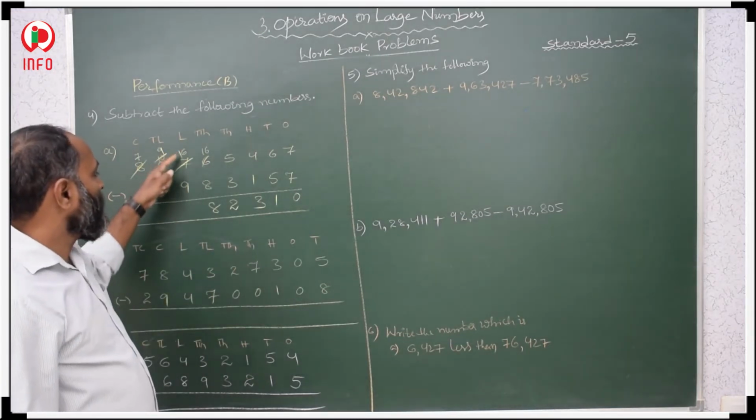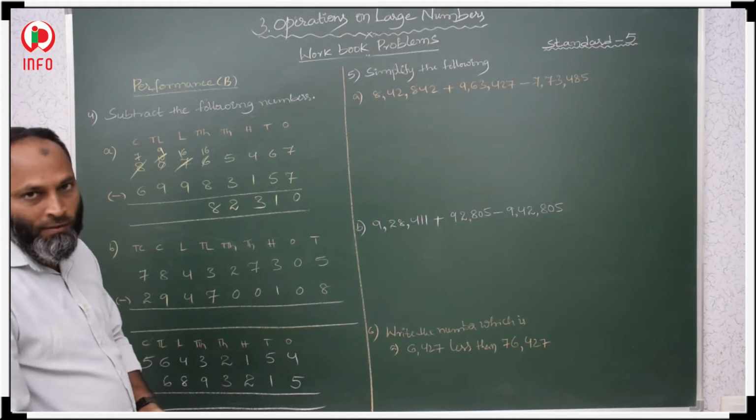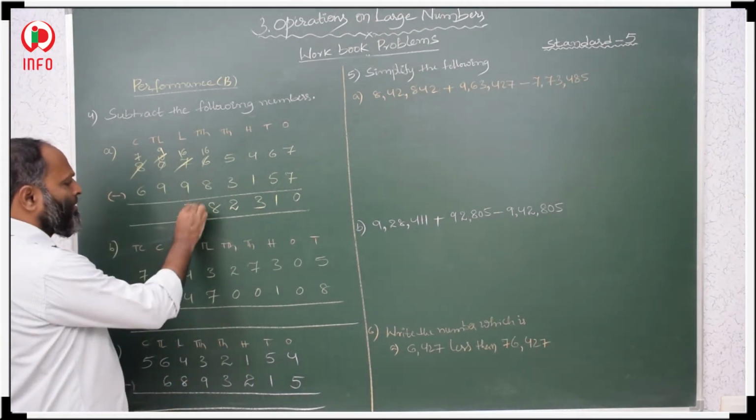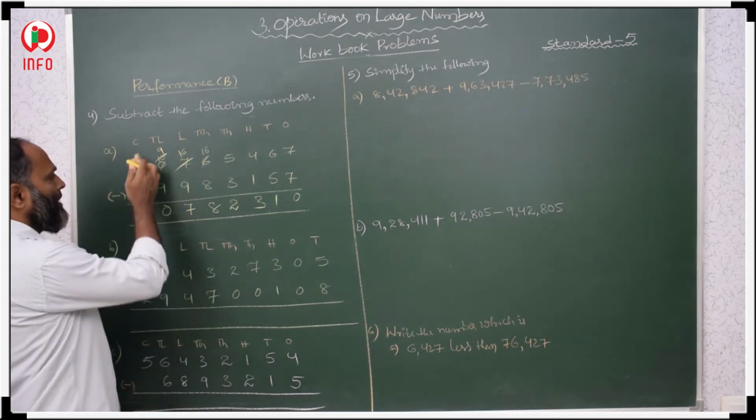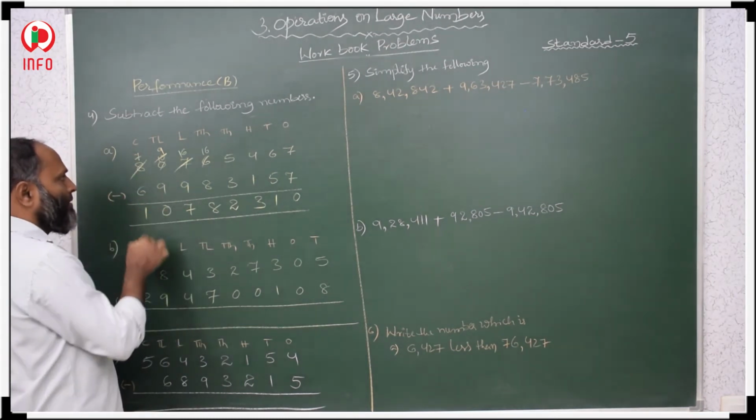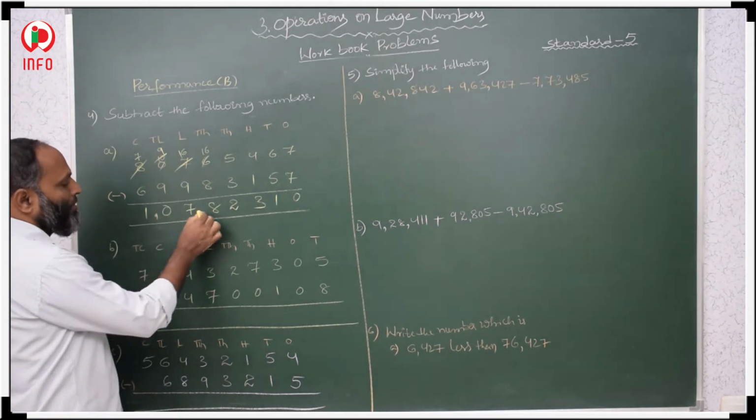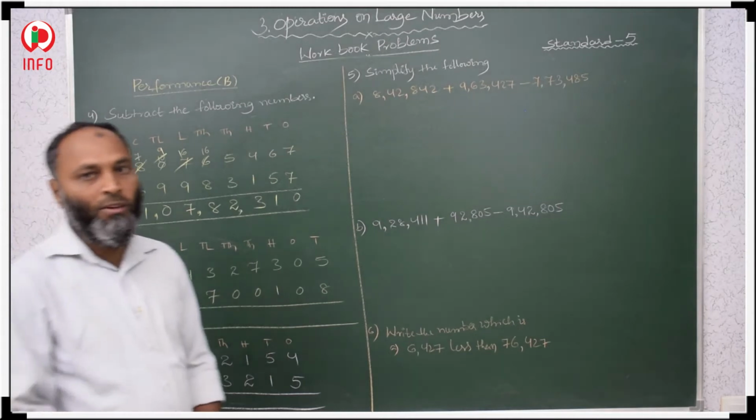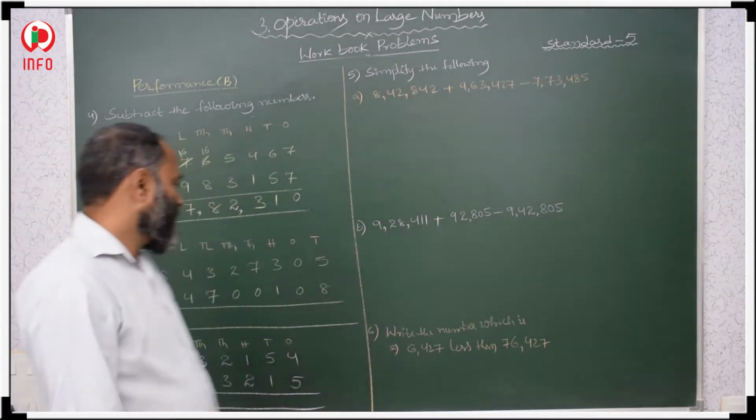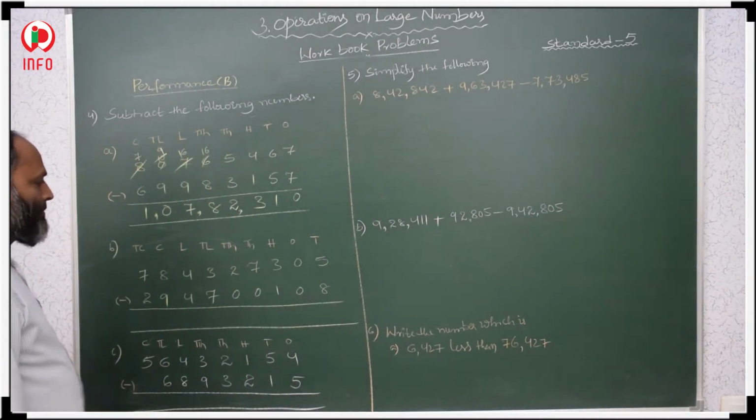Then 16 minus 9, that is 7. 9 minus 9 is 0. 7 minus 6 is 1. It is 1 crore 7 lakhs 82,310. Now, the next one.